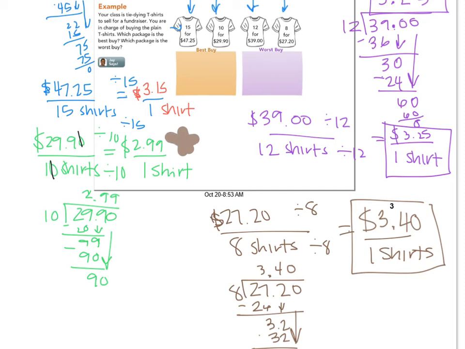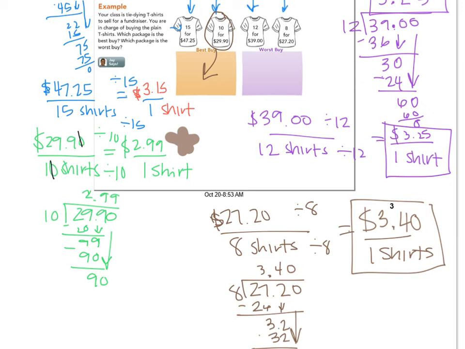So that one was our 10 shirts for $29. So 10 shirts for $29 was our best buy. So now our worst buy would be the most expensive, because the more money you spend on shirts, the fewer shirts you're going to be able to buy.